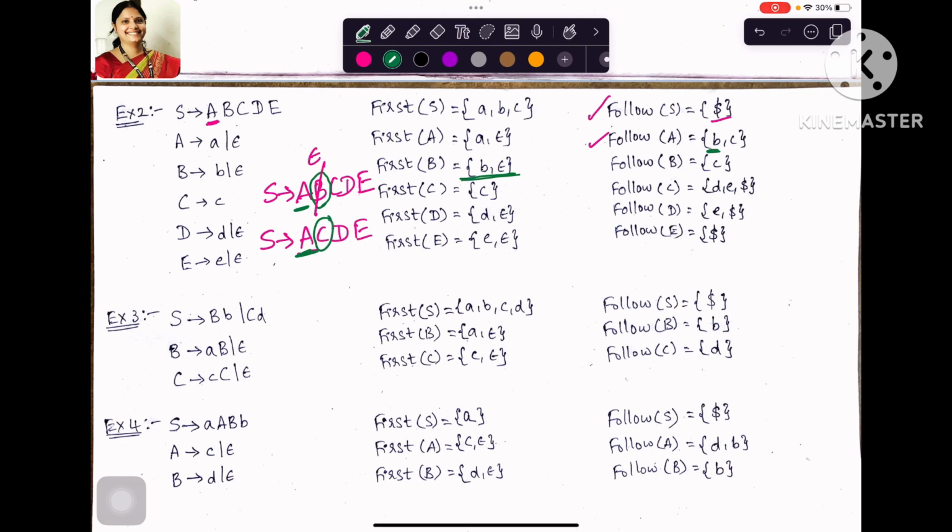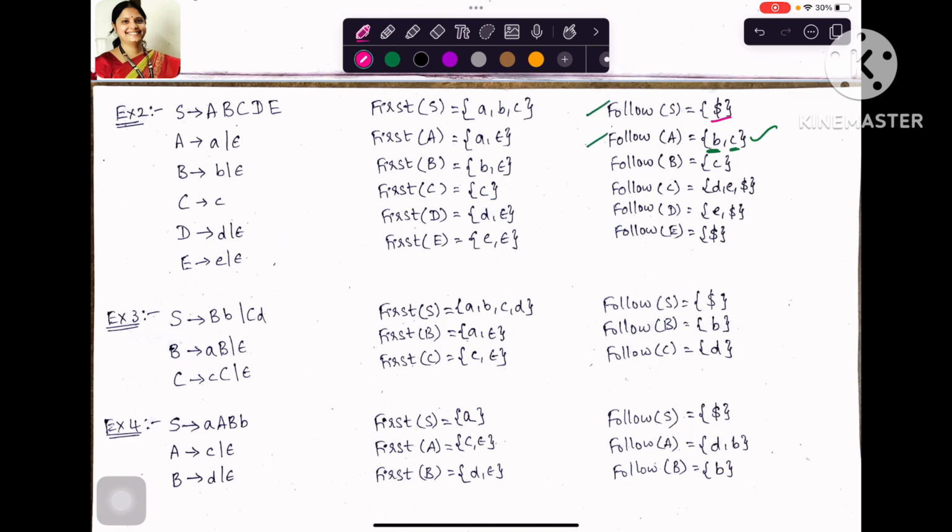C. As C is a non-terminal, we should not directly write it in the result. We have to calculate the first of C. The first of C is c, so we can write c in the result: b comma c. We don't have any epsilon in the first of C, so we cannot replace it. Now the calculation is completed. The follow of A is b and c.